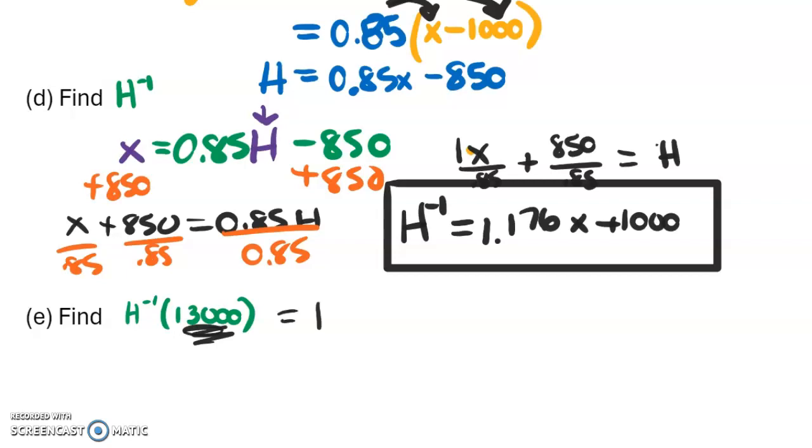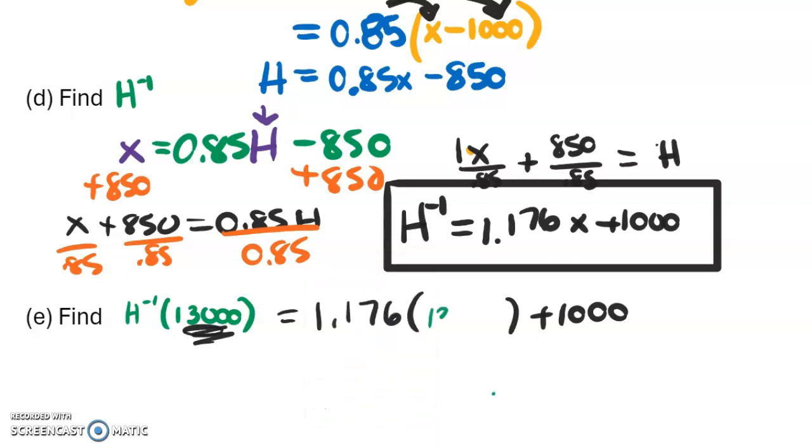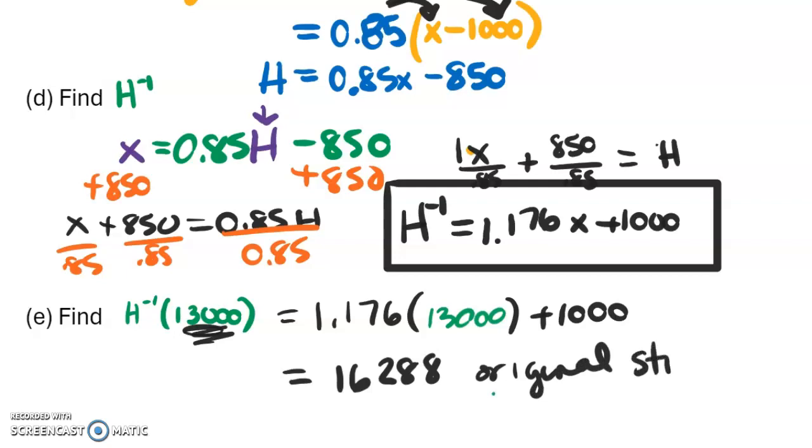So let's plug that in and see what we get. In place of H, I'm going to plug in 13,000, and putting this in the calculator, 1.176 times 13,000, and then add 1,000, it will give me 16,288, which would be the original sticker price.